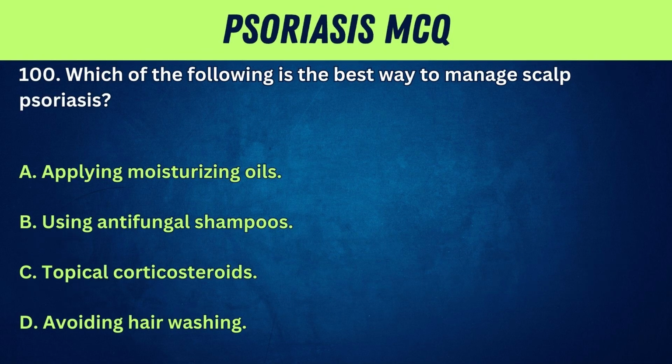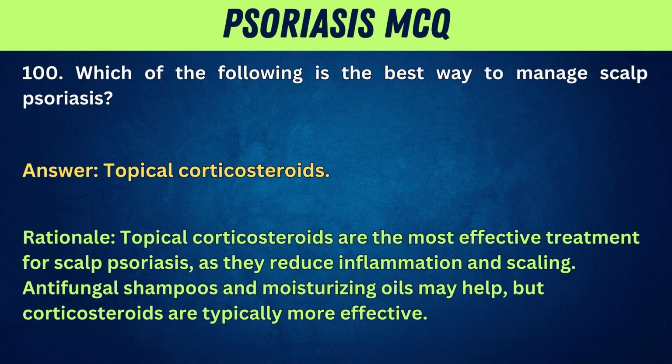100. Which of the following is the best way to manage scalp psoriasis? A. Applying moisturizing oils. B. Using antifungal shampoos. C. Topical corticosteroids. D. Avoiding hair washing. Answer: topical corticosteroids. Rationale: topical corticosteroids are the most effective treatment for scalp psoriasis as they reduce inflammation and scaling. Antifungal shampoos and moisturizing oils may help, but corticosteroids are typically more effective.